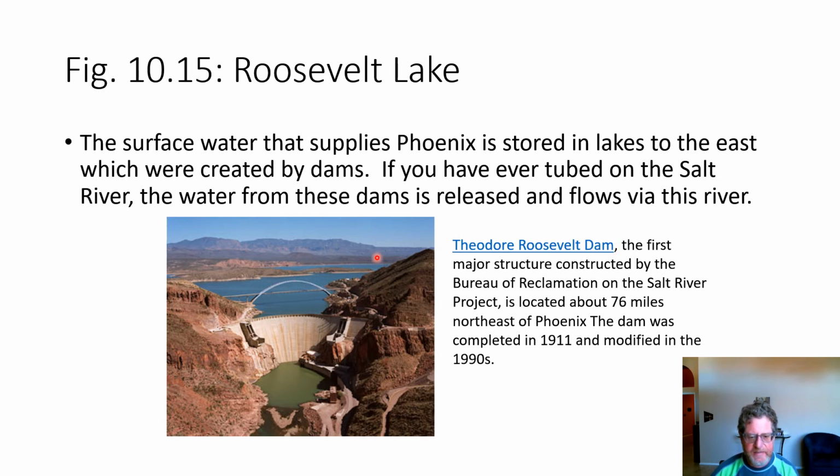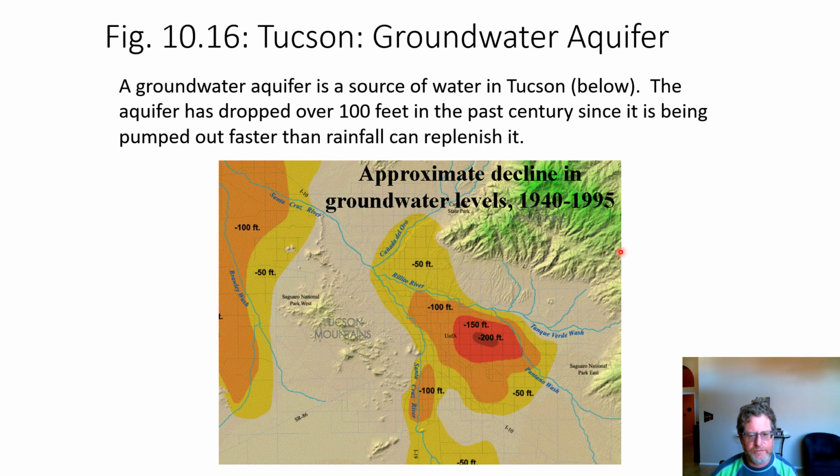Lake. And then it flows into Canyon Lake, Apache Lake, Saguaro Lake. So from Saguaro Lake into the Salt River, that's where people go tubing. And if you've never done that, it's a fun thing to do in the summertime. Okay, so that's surface water that we've collected from the Salt and Verde watershed.